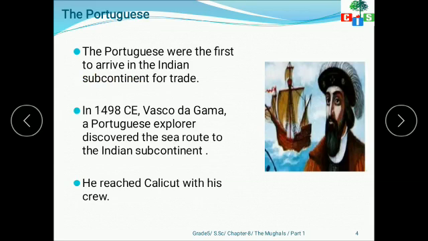The Portuguese were the first to arrive in the Indian subcontinent for trade. In 1498 CE, Vasco da Gama, a Portuguese explorer, discovered the sea route to the Indian subcontinent. He reached Calicut with his crew. So this is a picture of Vasco da Gama. He came by a sea route, I think all of you know.